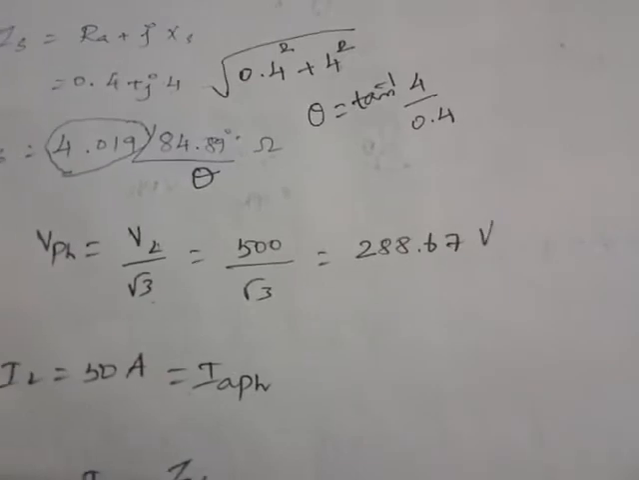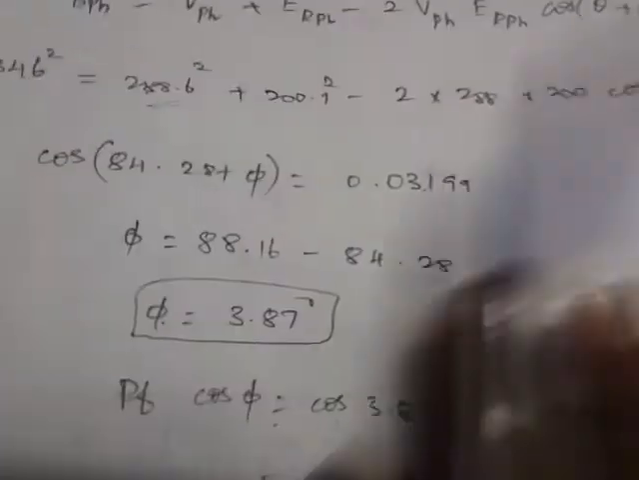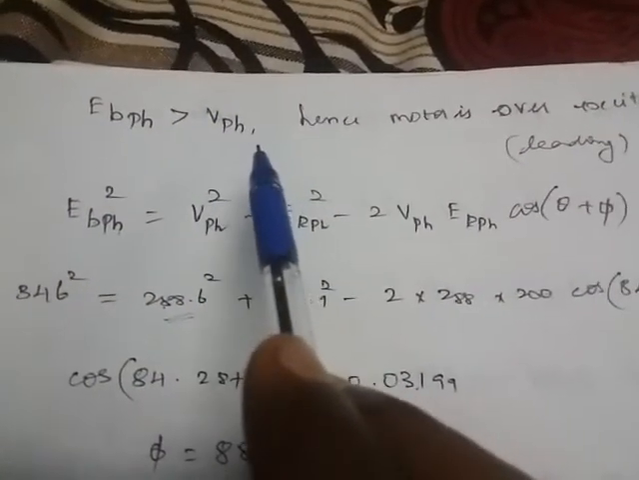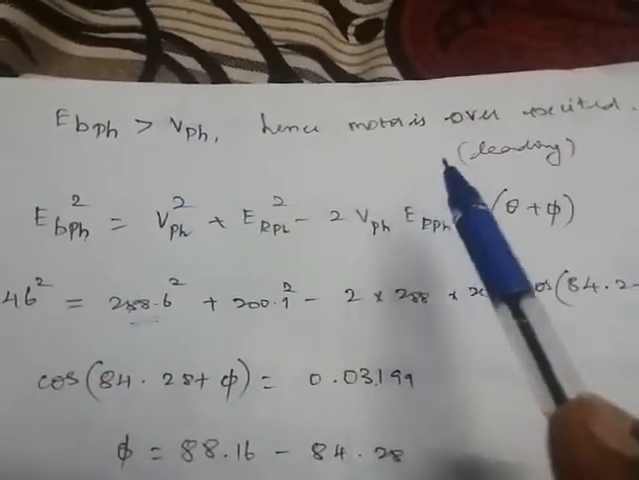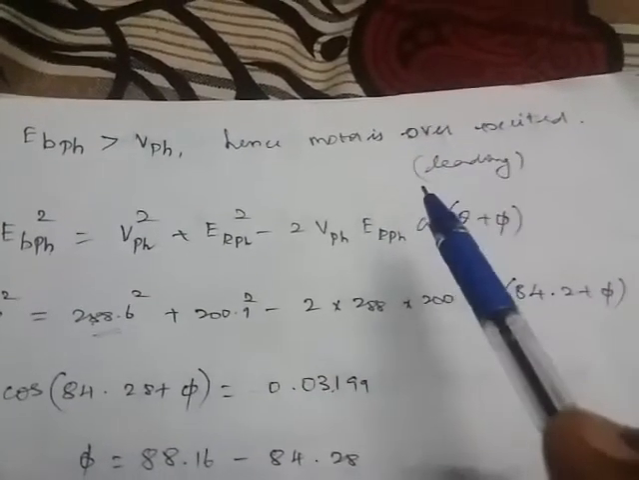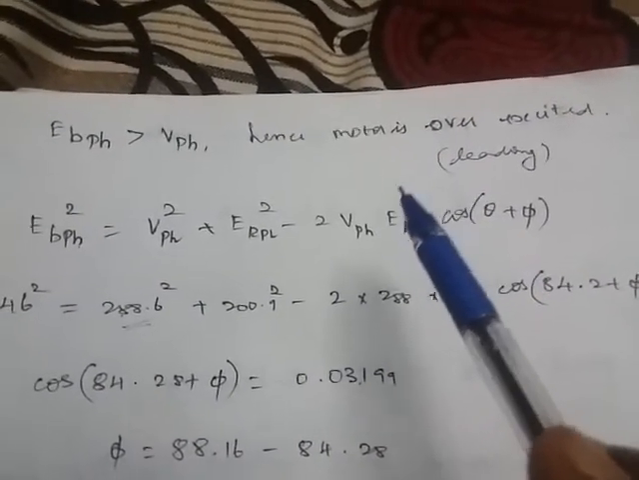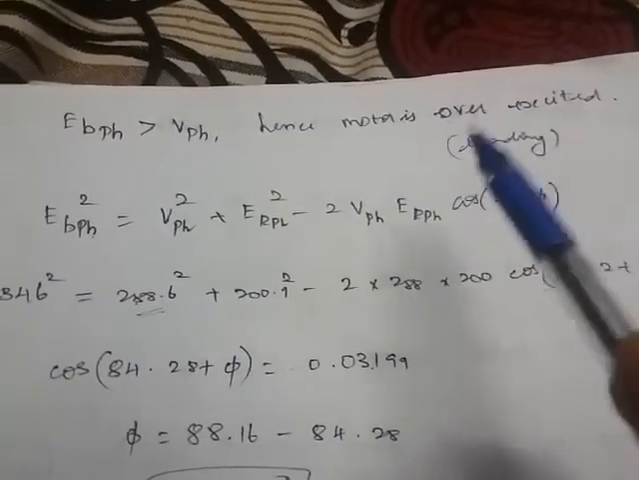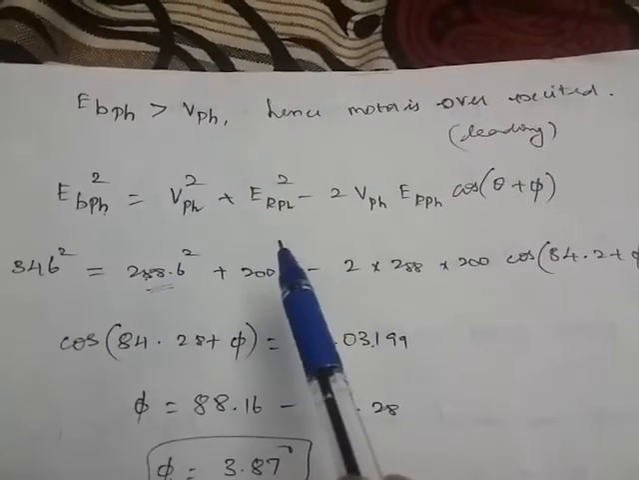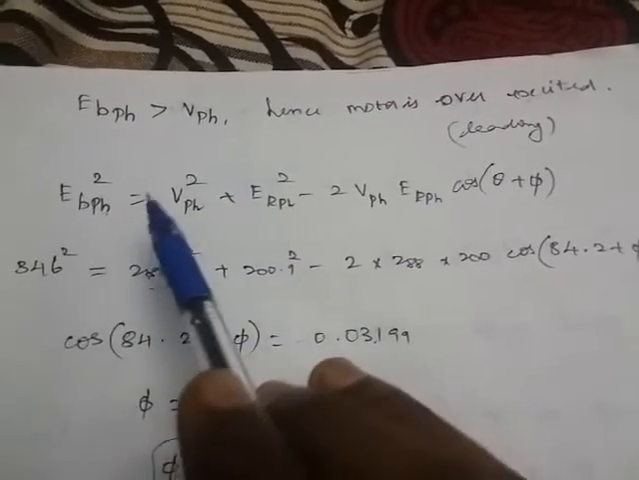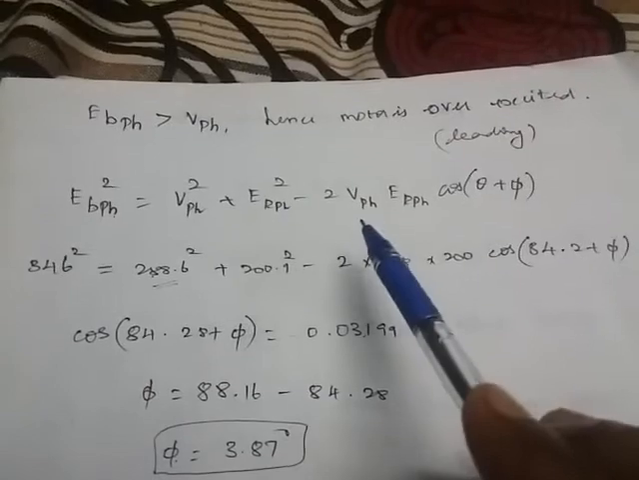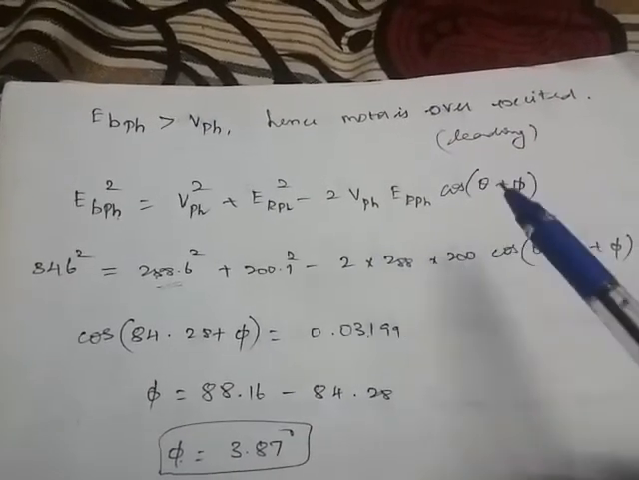So see here, back EMF is greater than V phase. So this condition is called over excited condition, that is called leading power factor. In leading power factor, the motor is working as over excitation. So what is the formula for over excitation? It means leading power factor: EB phase whole square equal to V phase square plus ER phase whole square minus 2 V phase ER phase cos(theta plus phi).